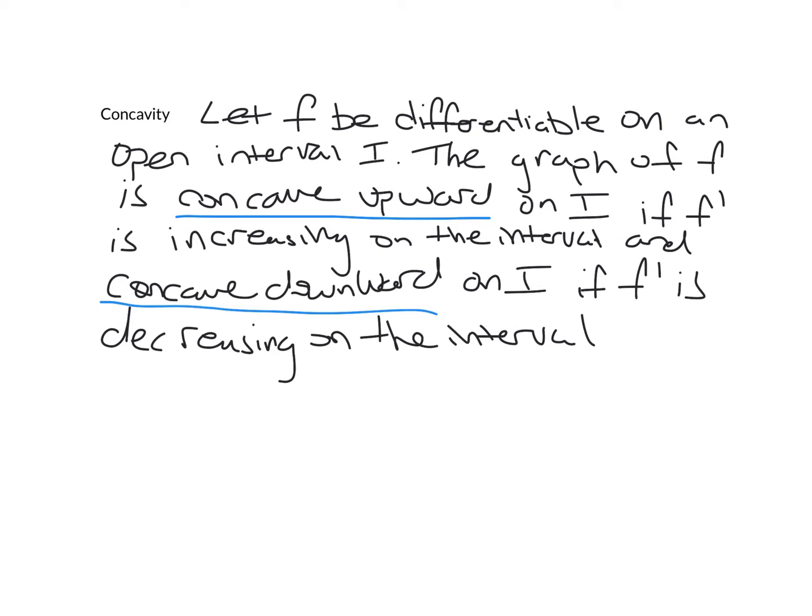So this is like a repeat of increasing and decreasing functions, right? Because we were able to tell if the original function f of x was increasing or decreasing based off the derivative. Same story here. If the derivative of f is increasing, it's concave upward. If the derivative of f is decreasing, it's concave downward. So it's a similar process as before. You're just finding the derivative one more time, and it's going to tell us what the concavity is as opposed to whether it's increasing or decreasing.